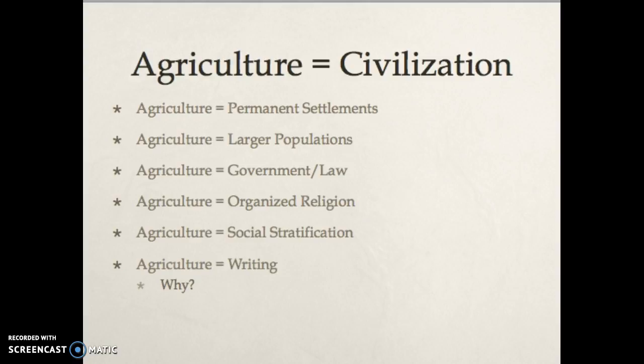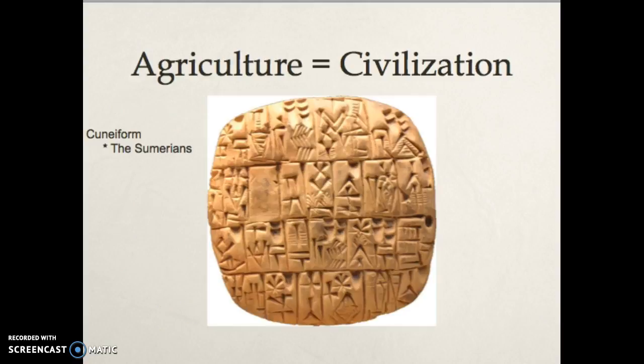Finally, agriculture also led to the development of writing. Why? Civilizations had to figure out some way to know how much grain or how many animals they needed to feed the population, and how much they could afford to trade away. They needed to find a way to track weather and flooding patterns, so that they knew when to plant and when to harvest. Over time, they developed written symbols that over time became letters.